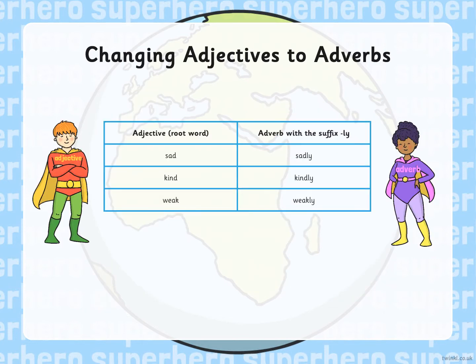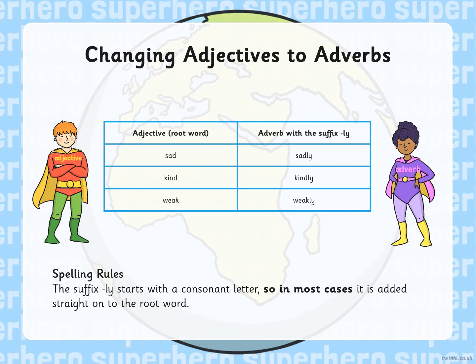Yesterday, we also talked about the spelling rule that if the suffix ly starts with a consonant letter, in most cases, the ly suffix is added straight on to the end of the root word, such as sad becoming sadly, kind becoming kindly, and weak becoming weakly.